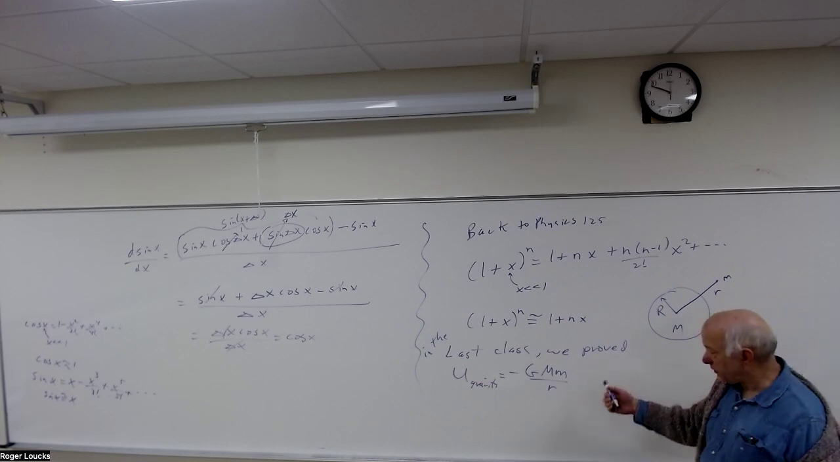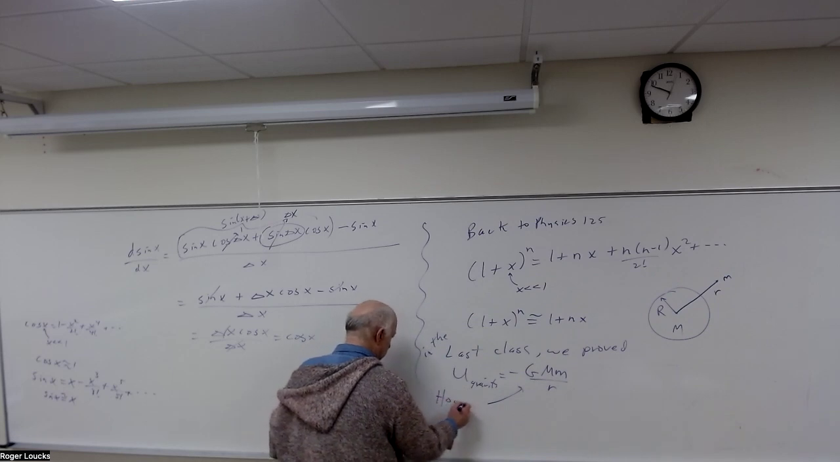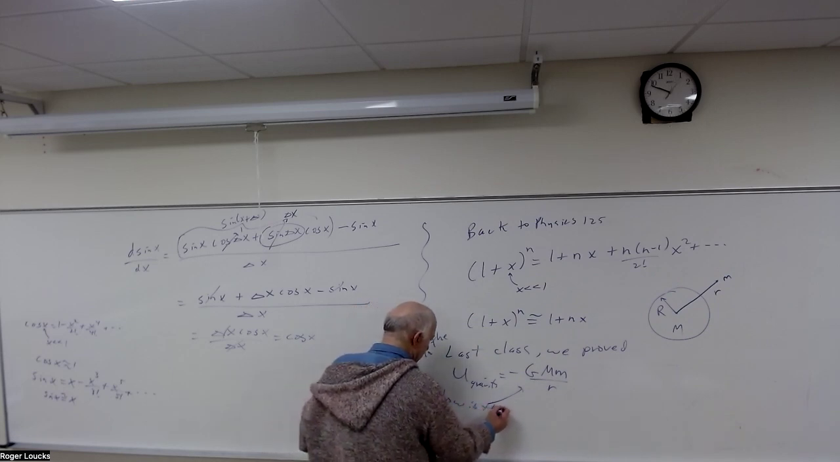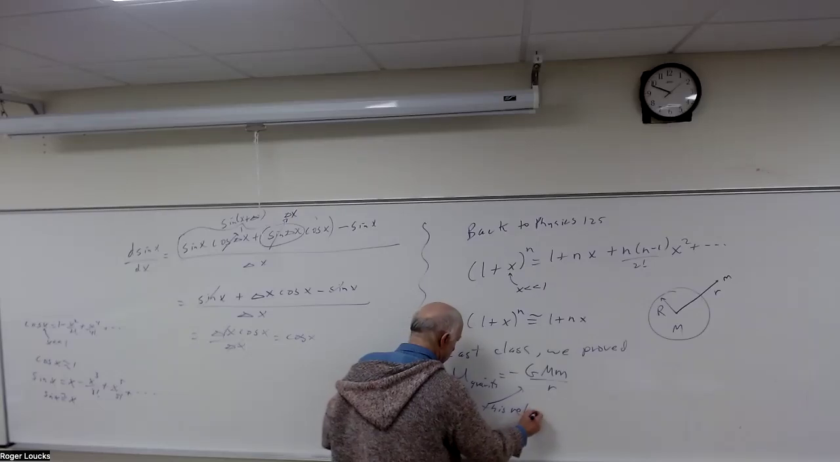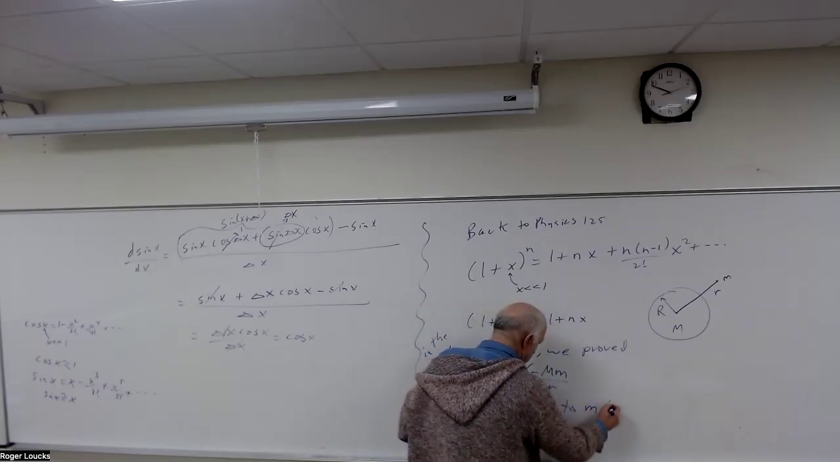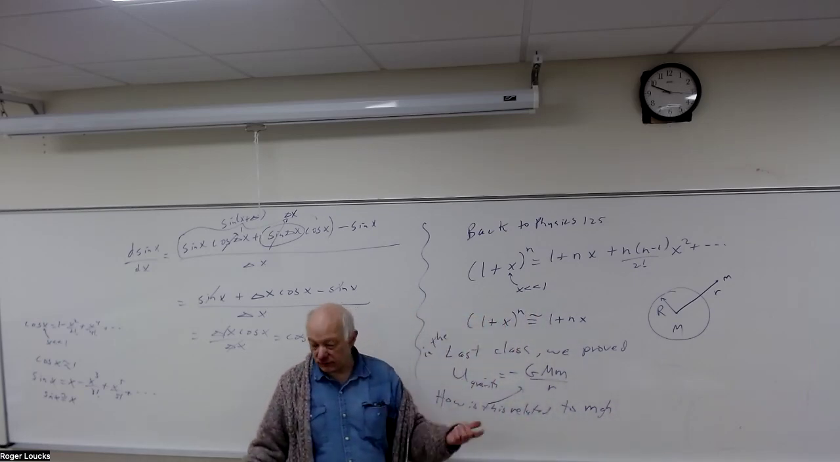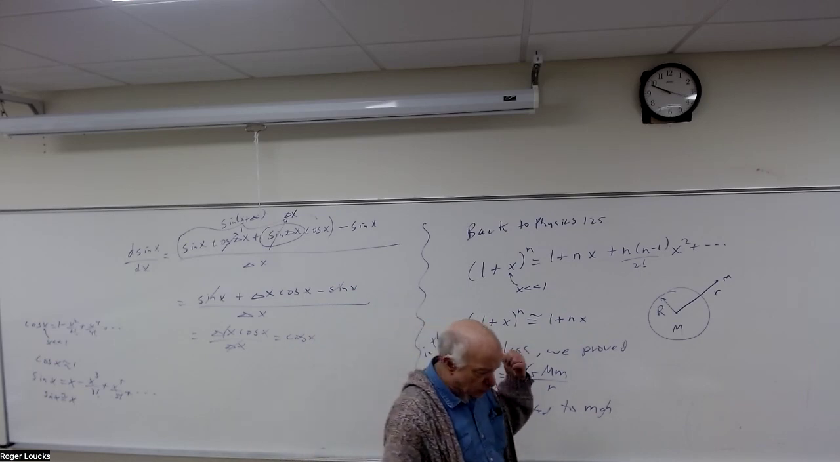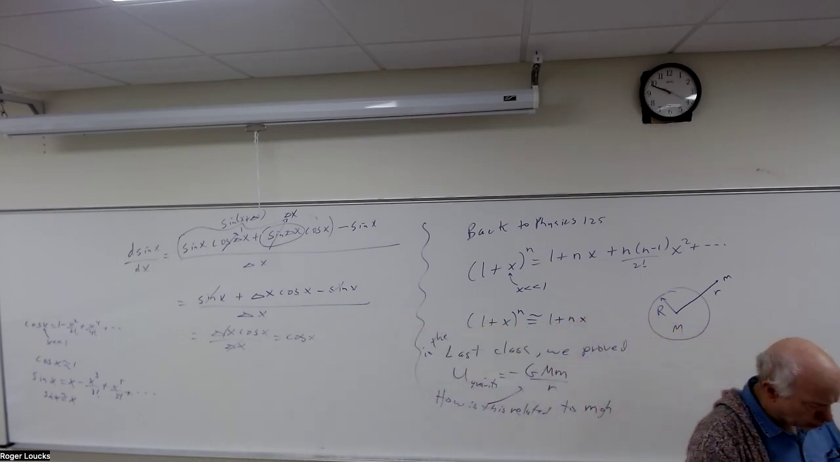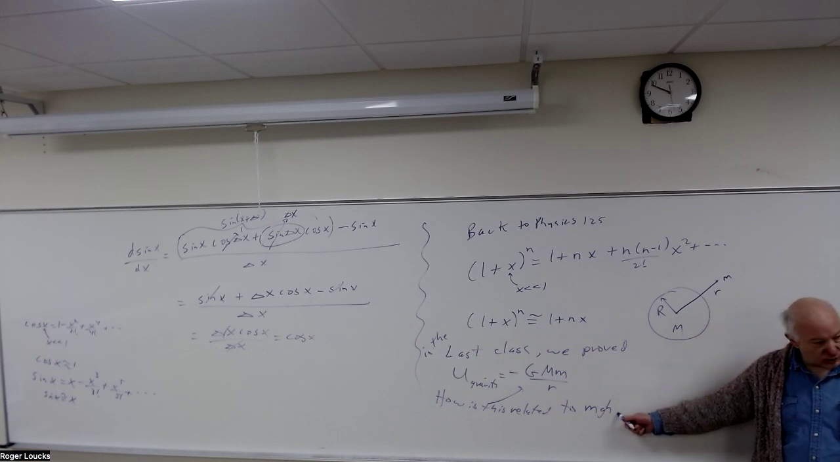Now, the question is, how is this related to mgh? The reason why I'm hitting this is, first of all, it's important. Most books do not show you this. And they should. The other thing is, next semester, we're going to do this all the time. So we have to really have it understood. What was this h again?